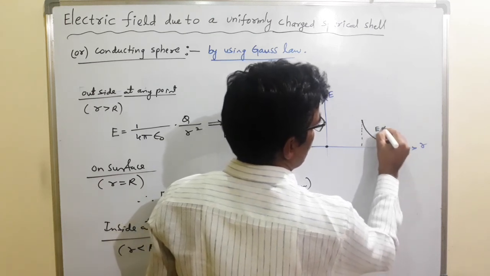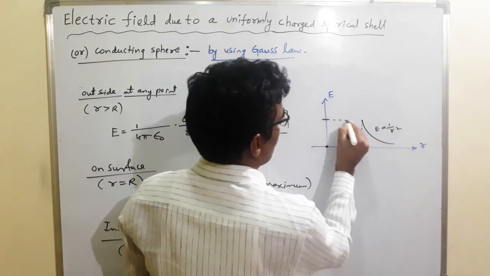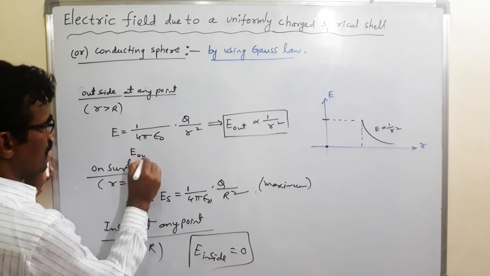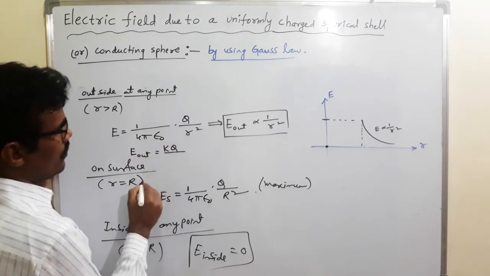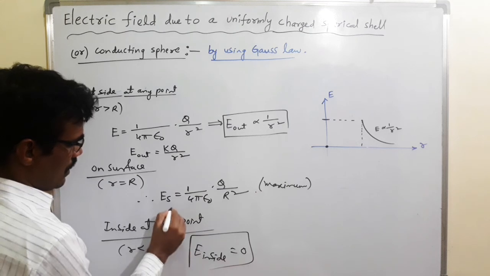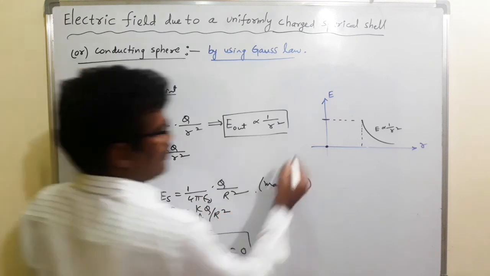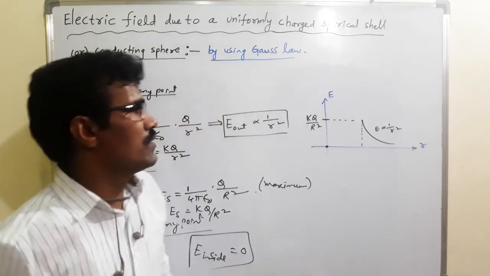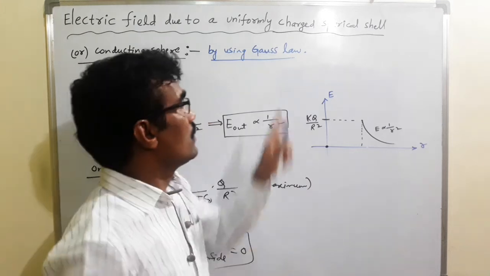That is, E is proportional to 1 by r square. Here 1 by 4 pi epsilon naught is nothing but k, so outside it is kq by small r square. On the surface it is kq by capital R square. This is the graph drawn between E and R for a spherical shell.